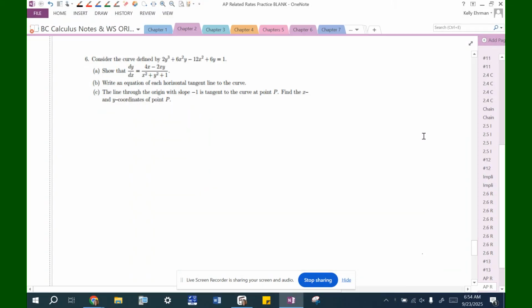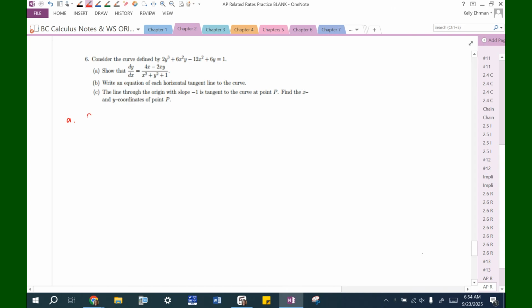All right, this is a video for this last problem in the AP related rates and implicit practice. And I think some parts of this one are pretty difficult. So first off, we have this curve, which we cannot easily solve for y. So for part A, we have to show that dy dx equals this expression.